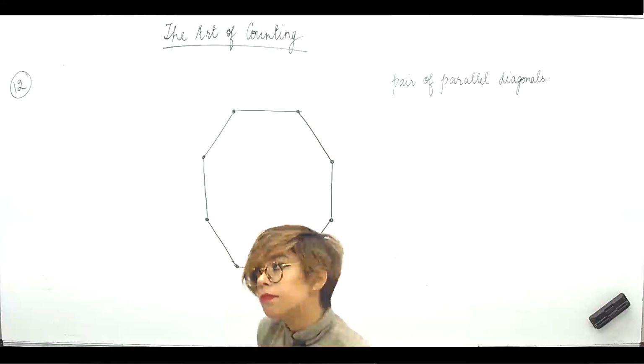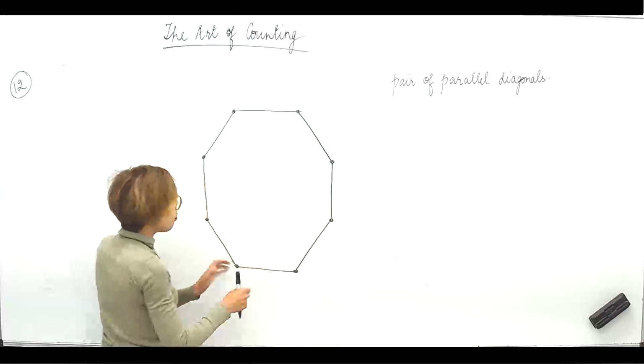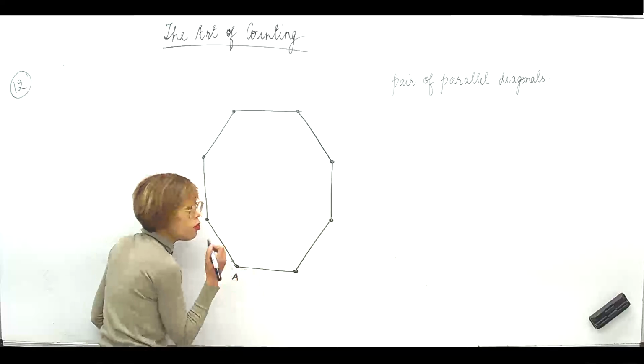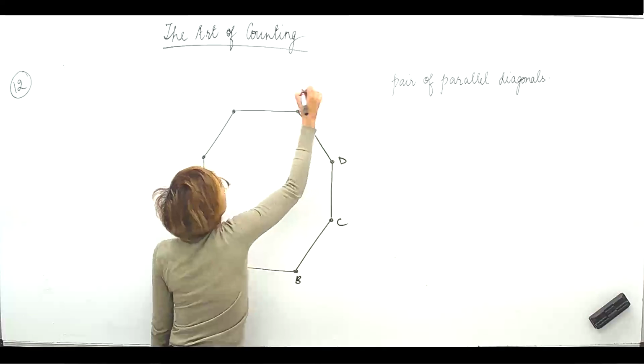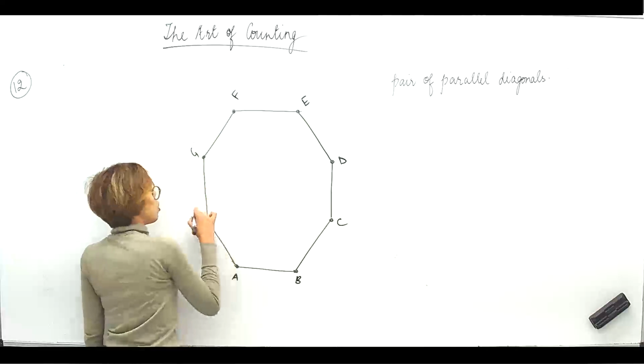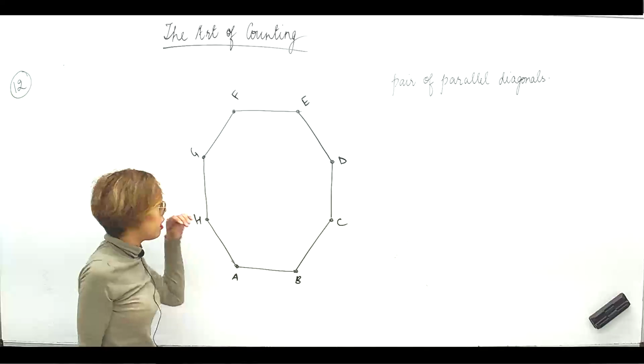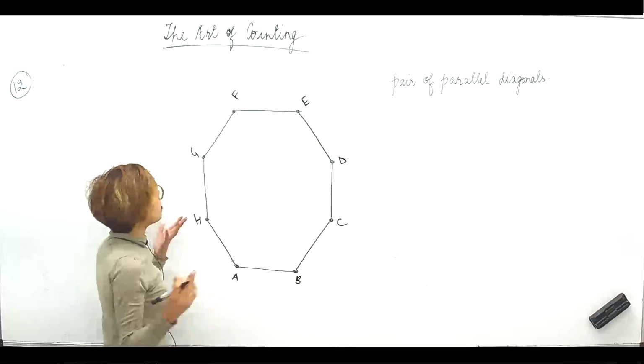So let's start. First of all, let's name the polygon. It will be comparatively easy to proceed. So A, B, C, D, E, F, G, and H. This is my polygon. Now, diagonals. Let's pick up some points.